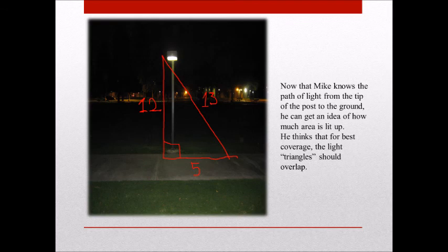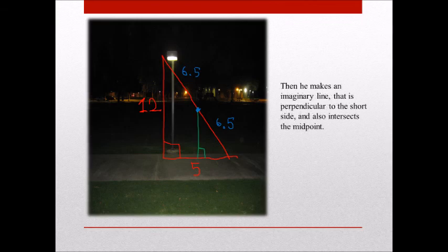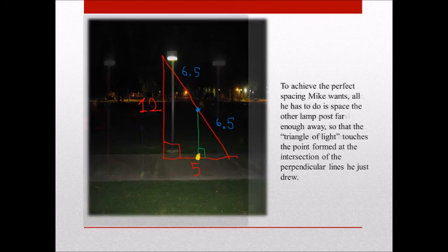Now that Mike knows the path of light from the tip of the post to the ground, he can get an idea of how much area he is lit up. He thinks that for best coverage, the light triangles should overlap. First, he needs to find the midpoint of the hypotenuse by dividing 13 in half. Then he makes an imaginary line that is perpendicular to the short side and also intersects the midpoint. To achieve the perfect spacing Mike wants, all he has to do is space the other lampposts far away enough so that the triangles of light touch the point formed at the intersection of the perpendicular line he just drew.